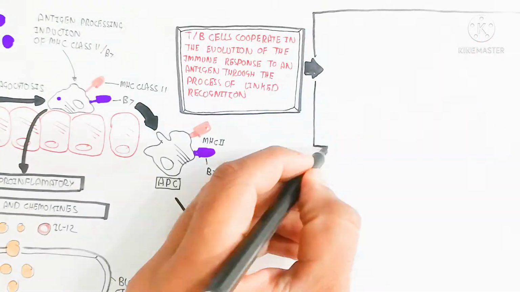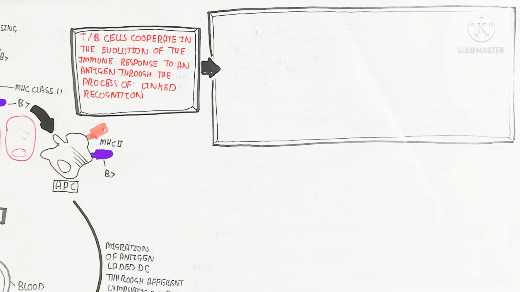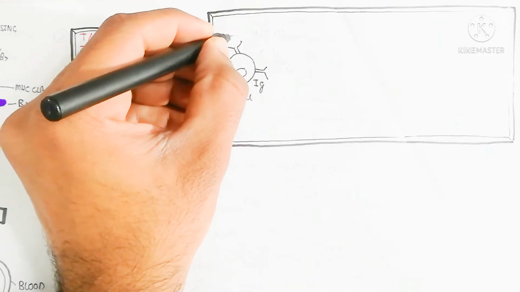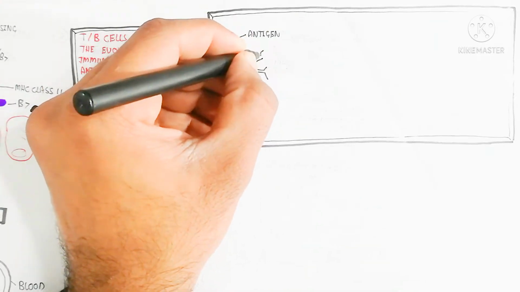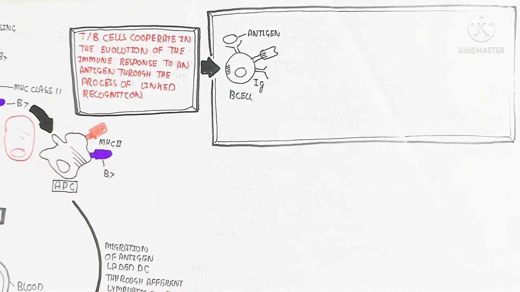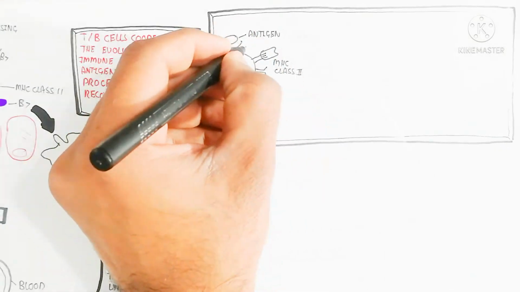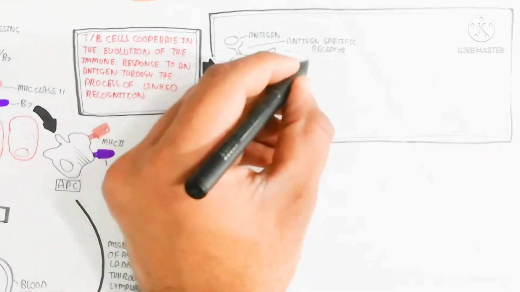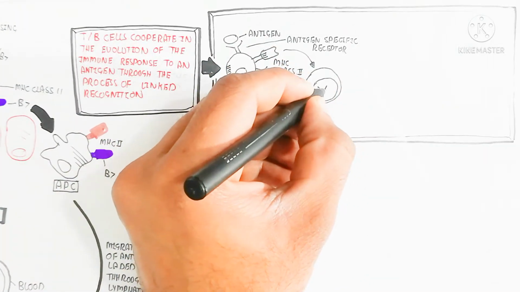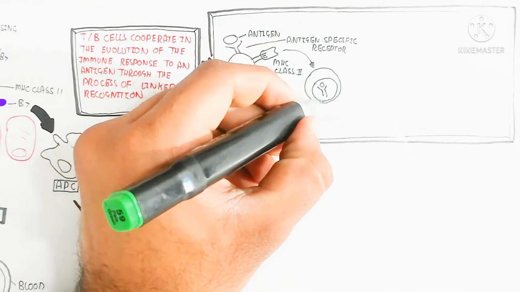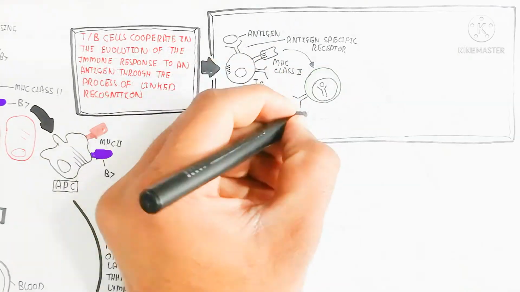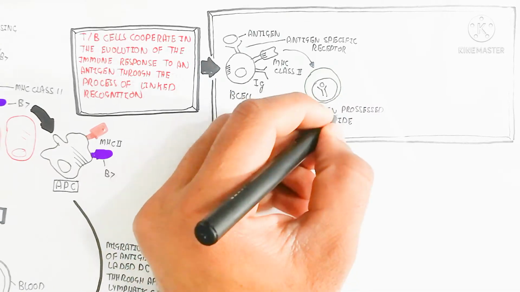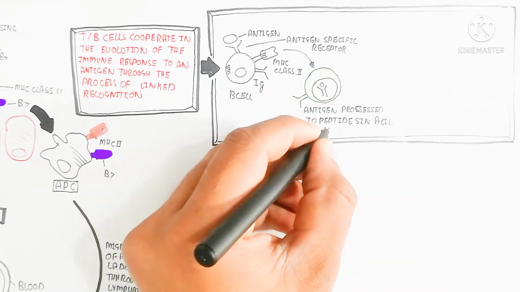So here the T and B cells cooperate in the evolution of the immune response to an antigen through the process of linked recognition. So the linked recognition will occur. Here is the B cell, for example, with the immunoglobulin attached, and here is the MHC class 2 molecule present with the B cell, and antigen recognition through an antigen-specific receptor.